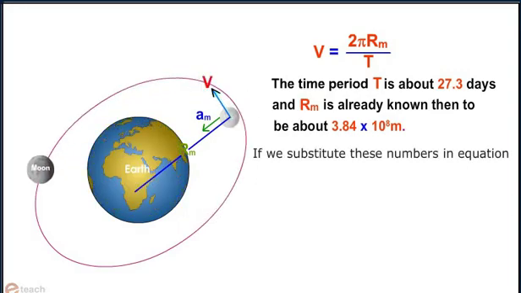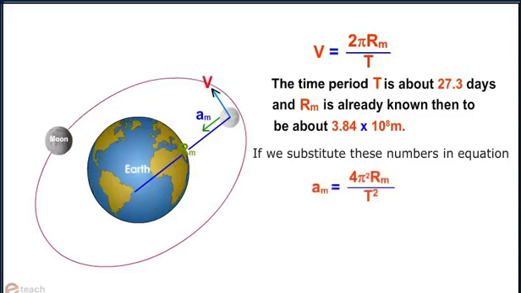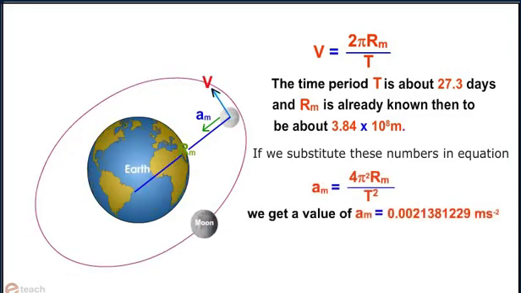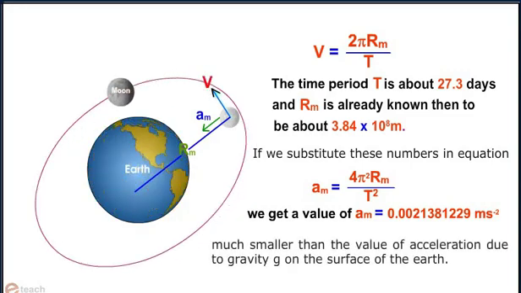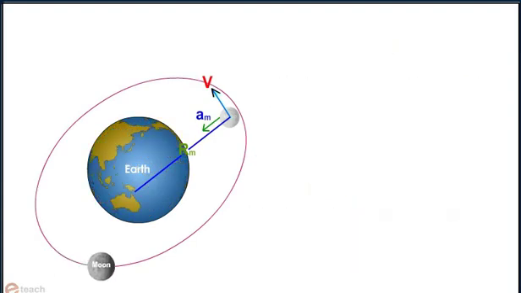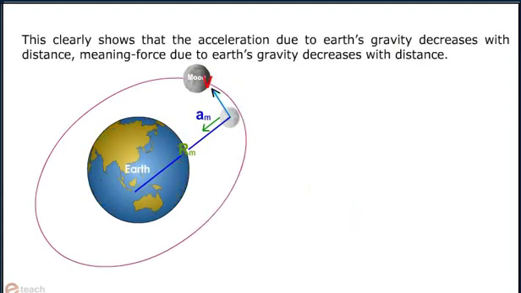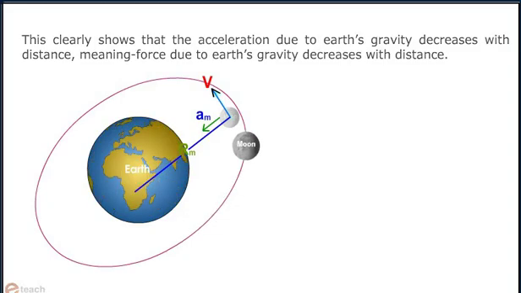If we substitute these numbers in the equation am equals 4 pi square rm upon T square, we get am equals 0.002138 and so on meter per second square, much smaller than the value of acceleration due to gravity g on the surface of Earth. This clearly shows that the acceleration due to Earth's gravity decreases with distance, meaning force due to Earth's gravity decreases with distance.